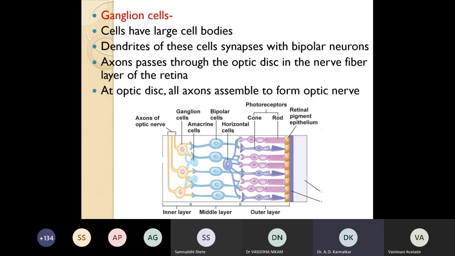Ganglion cells, as I said, have large cell bodies. Now these dendrites will synapse with the axons of the bipolar cells, while the axons will pass through the optic disc of the retina. So the axons will assemble to form the optic nerve. All the axons at the optic disc come together to form the optic nerve.